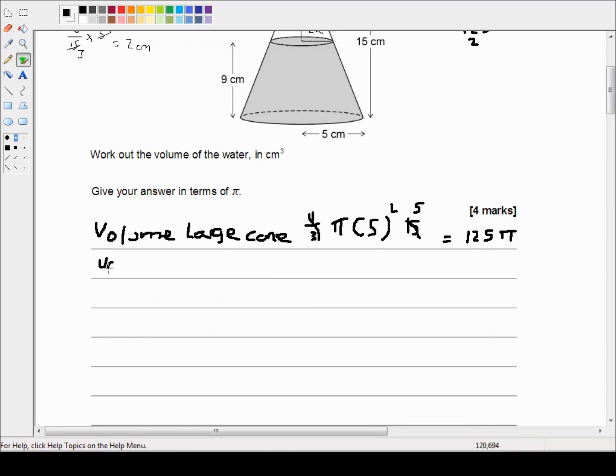So the volume of the small cone is 1 over 3 times pi times the radius, which is 2, squared, multiplied by the height, which is 6. And the same thing happens here. We can cancel that 1/3 with the 6, so that becomes a 2. So again, we've just got 2 cubed times pi. Well, 2 cubed is 8, which we know from our cube numbers. Or we could just say 2 times 2 is 4, 4 times 2 is 8. So that's 8 pi. And that's centimetres cubed for both of them.